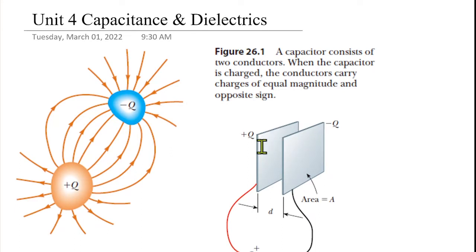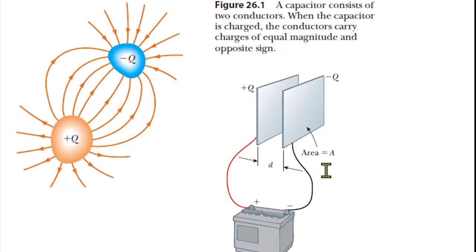So you have a couple of conducting plates some distance away. The gap is called D, and this is generally super thin. Okay, and then you hook it up to a battery, and then you charge one side with a positive and the other side with a negative.